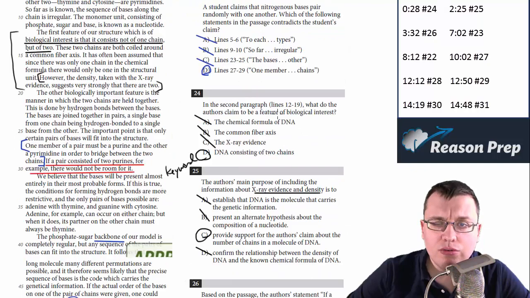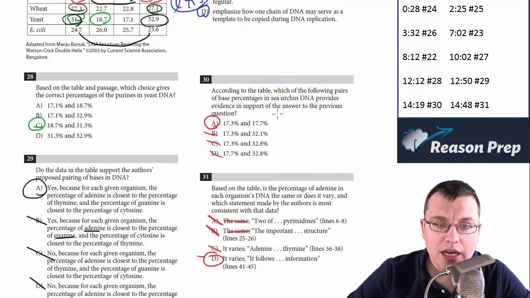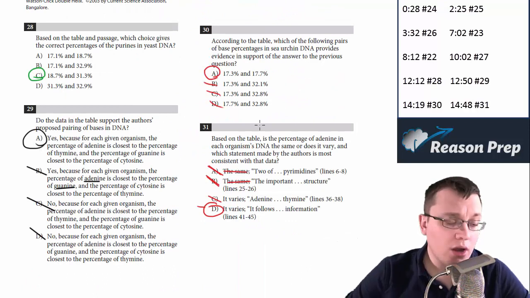Okay, so let's just check. We got 22, 23, 24, 25, 26, 27, 28, 29, 30, 31. We're good to go. Okay, next passage.